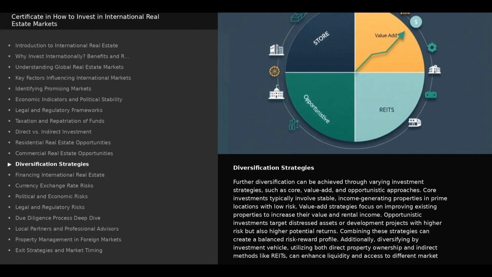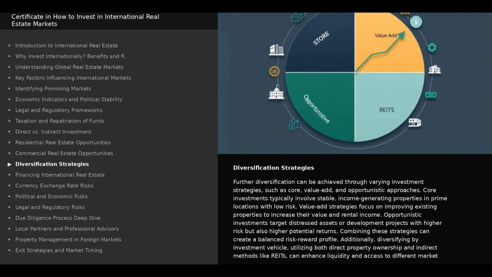Further diversification can be achieved through varying investment strategies, such as core, value-add, and opportunistic approaches. Core investments typically involve stable, income-generating properties in prime locations with low risk. Value-add strategies focus on improving existing properties to increase their value and rental income. Opportunistic investments target distressed assets or development projects with higher risk, but also higher potential returns. Combining these strategies can create a balanced risk-reward profile.